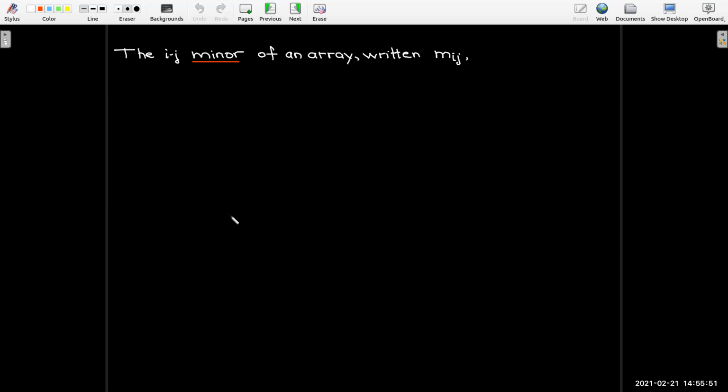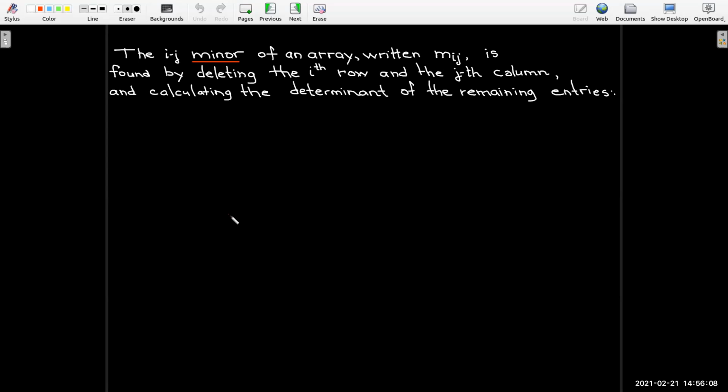We also have this idea of the minor of an array, the ijth minor. We write that as M sub ij. And how do we calculate that? We delete the ith row and the jth column, and then calculate the determinant of the remaining entries.